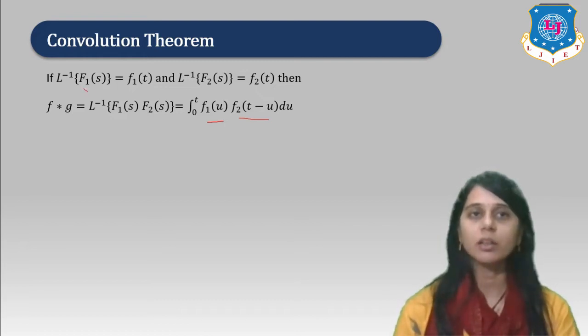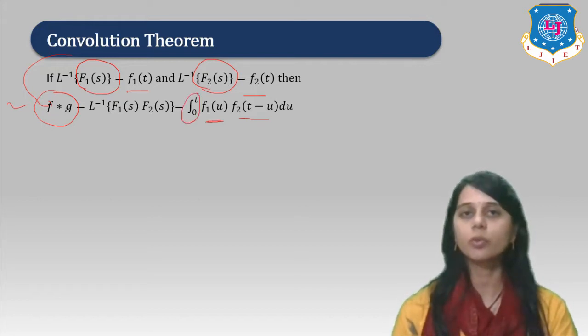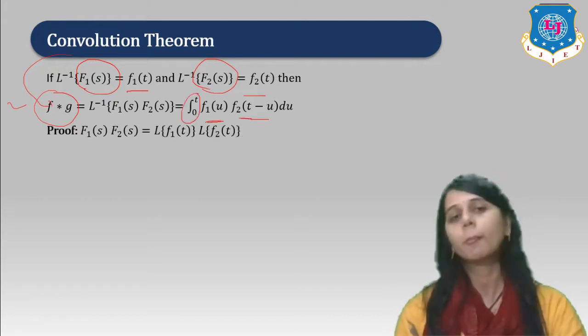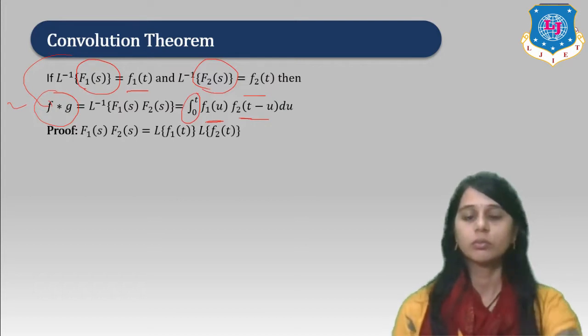If we say that the inverse of F1(s) is f1(t) and the inverse of F2(s) is f2(t), then we apply convolution. This is the definition of the convolution, where star is the notation of the convolution. F star g is L inverse of F1(s) F2(s), equal to the integration from 0 to t of f1(u) f2(t minus u) du. Proof: F1(s) F2(s) equals L of f1(t) and L of f2(t).